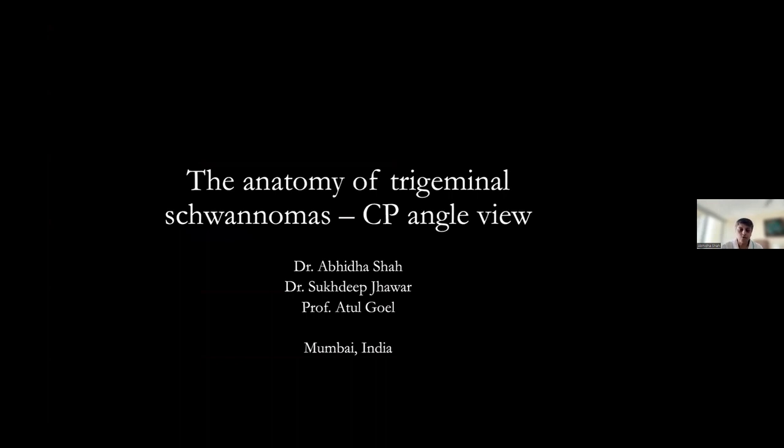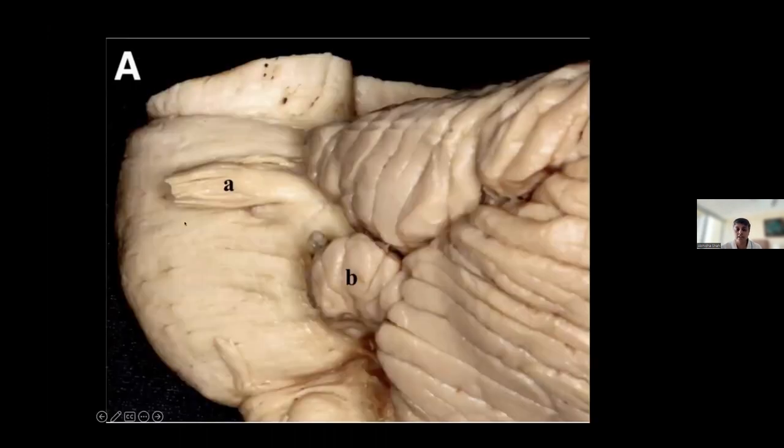And I'm going to be talking about the anatomy of trigeminal schwannomas, how the anatomy of the tumor dictates the approach, and how we can either take a middle fossa or a retrosigmoid approach to approach these tumors. The most important part will be understanding the anatomy and the dura. With respect to that, the whole approach can be handled.